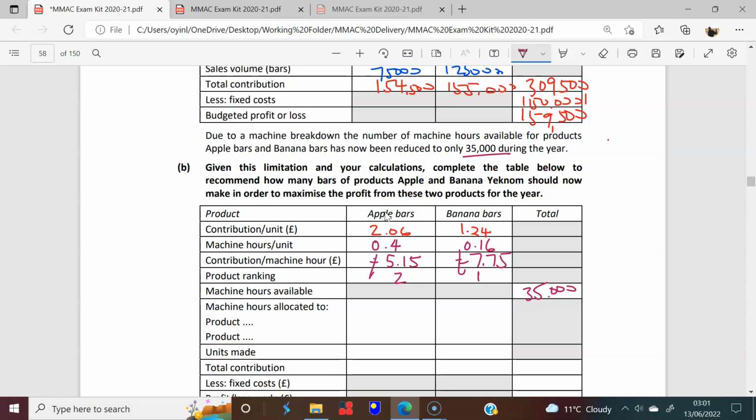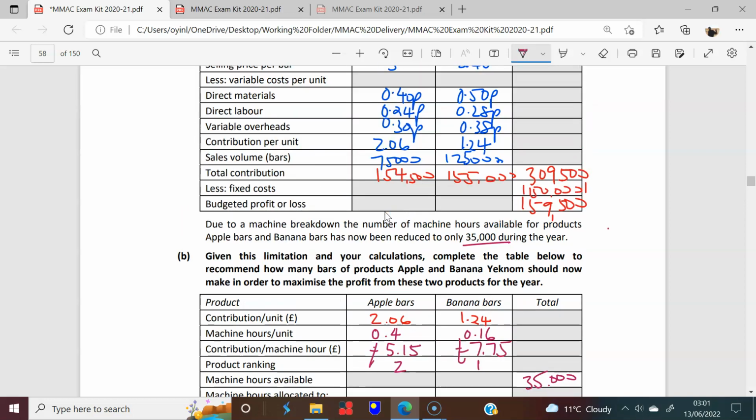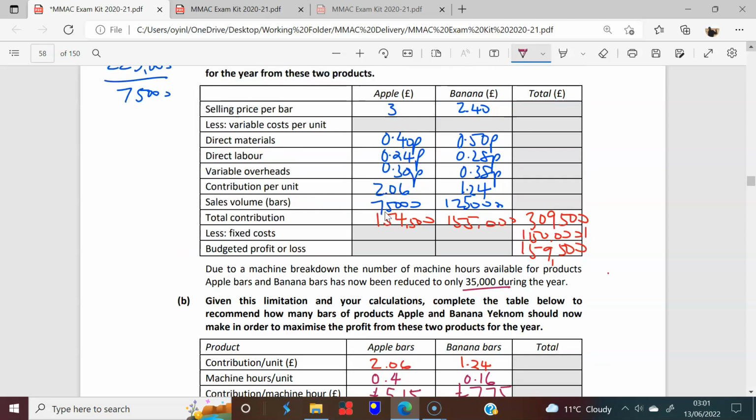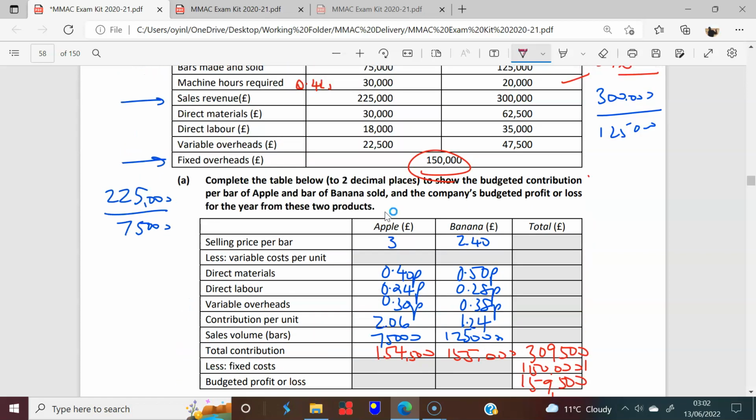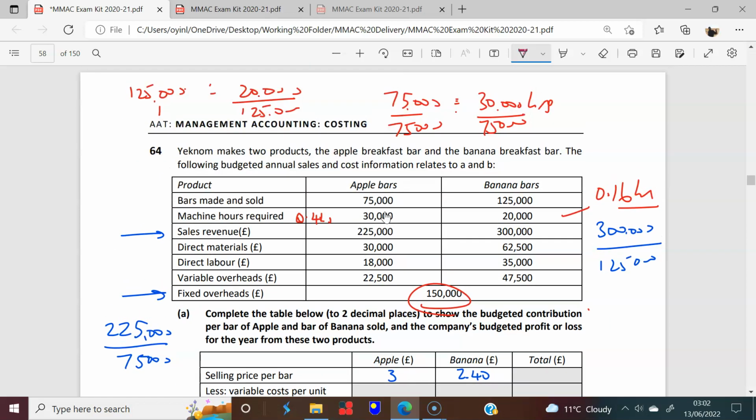If you only have 35,000 hours, I suppose the question is how many hours do you need to make your bananas? If you were to fulfill the demand, you have to go back and see how many bars we are trying to make. We're trying to make 125,000 bars, so we need 20,000 hours. So you make those.